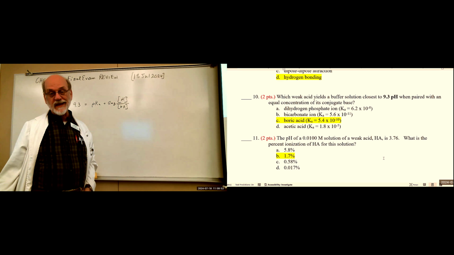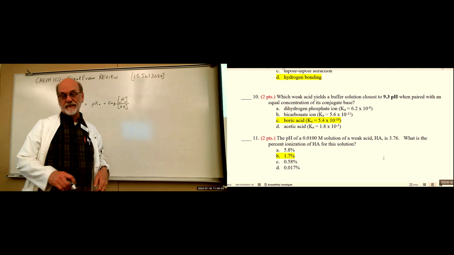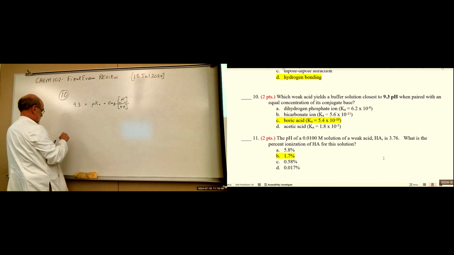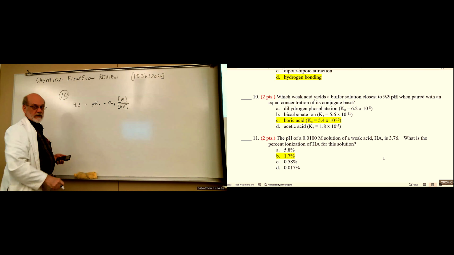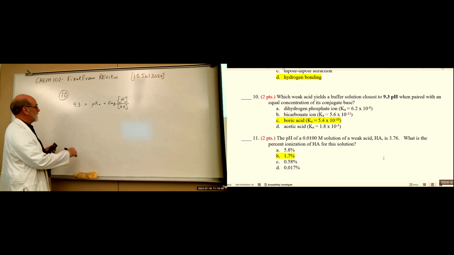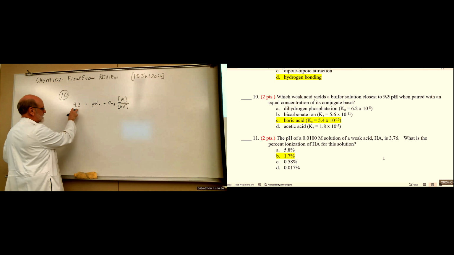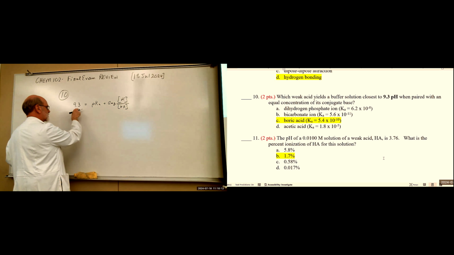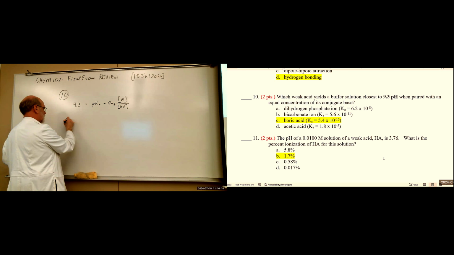Well, we're only given Kas. So we'd have to calculate the pKa for each one. Or, I'll tell you what, why don't we just convert this one into Ka and then we could compare it directly with the rest of them. We want a pKa that's close to that.